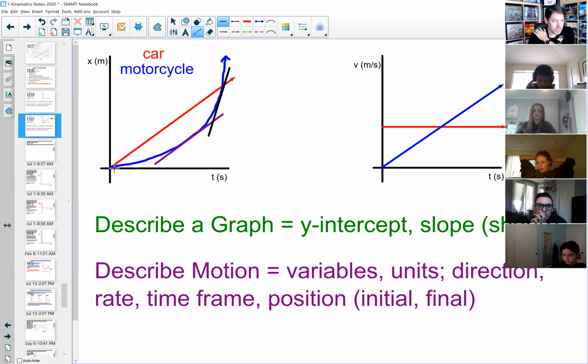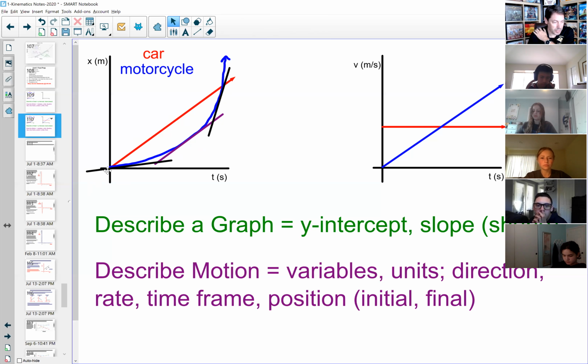If I draw a tangent down here, it's maybe there. It's kind of hard to tell. Maybe there. I don't know. That's why tangents are hard. But you can see that it would be much less slope than the car initially. Here it's the same slope. Here it's a greater slope.